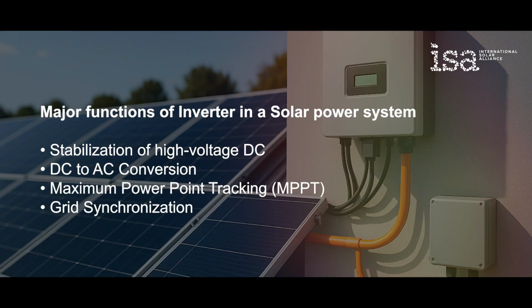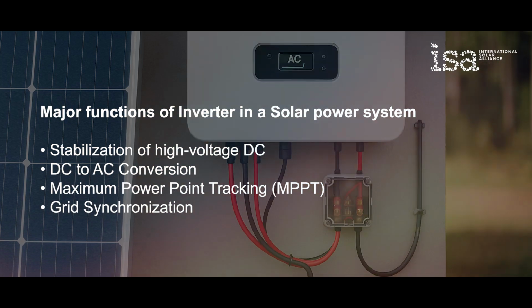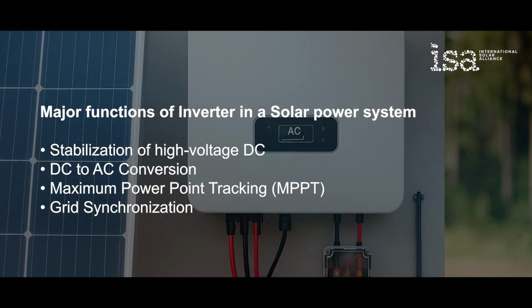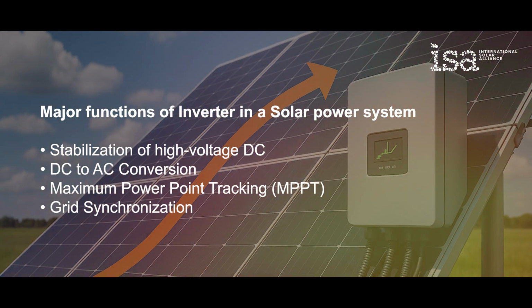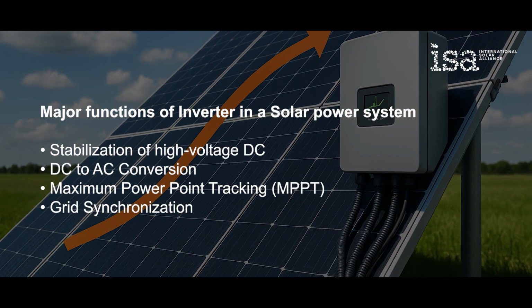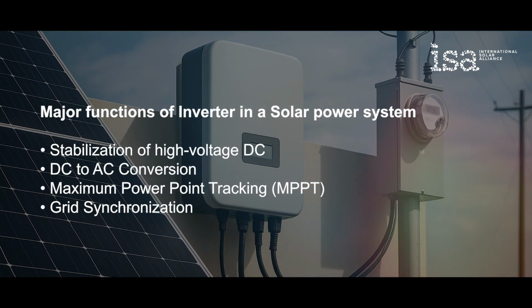panels to regulated DC at system voltage. DC to AC conversion converts stabilized system DC voltage into stable AC voltage. Maximum power point tracking, MPPT, extracts maximum possible power from PV modules. Grid synchronization matches frequency and voltage with the utility grid for smooth power injection.